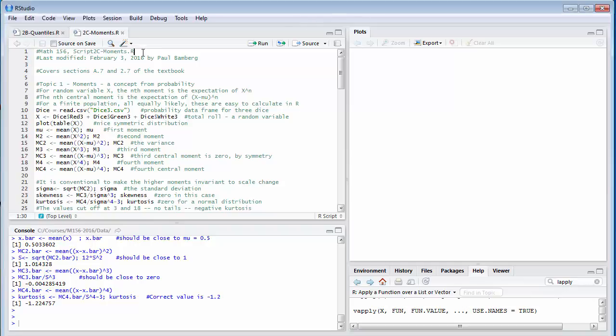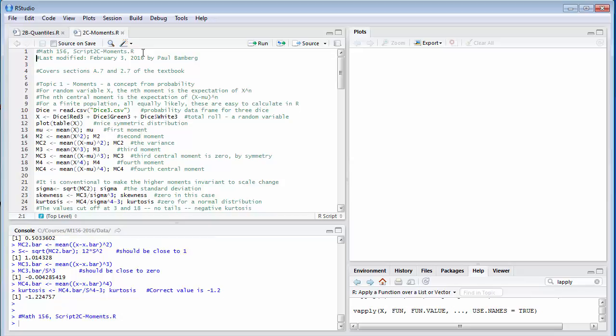So let's move along to Script2C in Math156. This rather short script covers moments, skewness, and kurtosis, and we've moved from the very data-oriented in Script A to the very mathematical in Script C. This topic, for some reason, has fascinated students in previous offerings of the course.